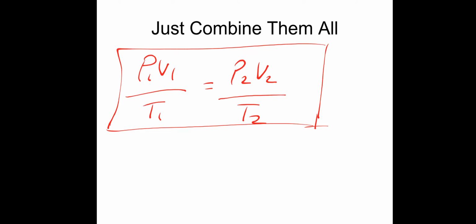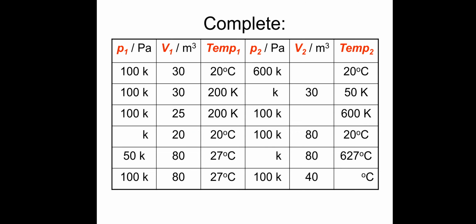And a lot of the time, one of the conditions is held constant. So pressure might be constant, or volume might be constant, or temperature might be constant, and the corresponding term just drops out. So for example, if pressure was constant, we're left with V1 over T1 equals V2 over T2. If volume is constant, we end up with P1 over T1 equals P2 over T2, and so on. But essentially, you just need to remember this. And then I've got a big table full of questions where we can utilise this. There you go. So you've got to pause and fill these in, and then I'll give you the answers.